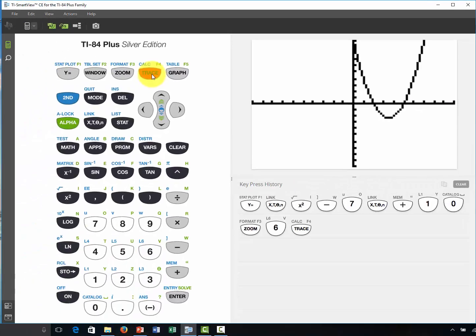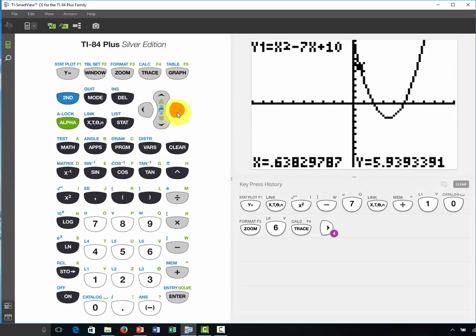One way we can check, we can use trace, and we can get closer to the x-intercept and see when x is 2.1, y is close to 0, and if we scoot over, we can also see when x is a little bit more than 5, y is close to 0.